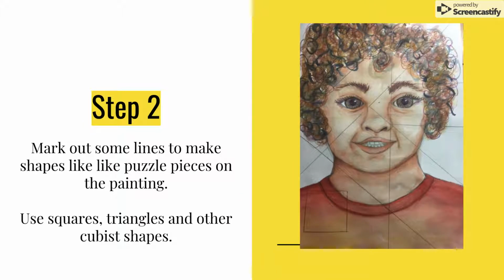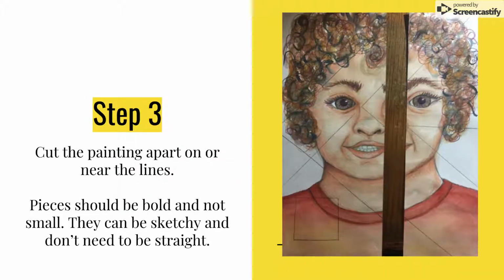So step 2, you're going to mark out some lines and some shapes, kind of like puzzle pieces on the paintings, using squares and triangles and other Cubist shapes as they work the best for this assignment. Step 3, the children are going to cut the painting apart on or near the lines. And the pieces should be bold, not small, and they can even be sketchy or wiggly, and they don't need to be straight.